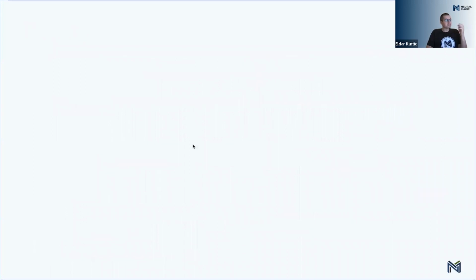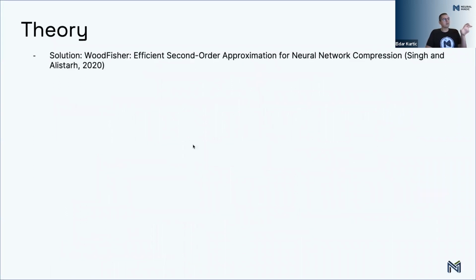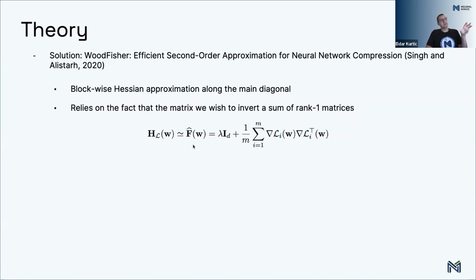So the first solution to this problem is proposed in our M-FAC paper, which stands for Efficient Matrix-Free Approximation of Second-Order Information, or rather, efficient second order approximation for neural network compression. And the solution is to apply a blockwise approximation of the Hessian along the main diagonal. So instead of taking into account the entire D by D matrix, we just take into account some specific blocks along the main diagonal, and the size of these blocks usually depends on the memory resources that we can leverage for the training pipeline.